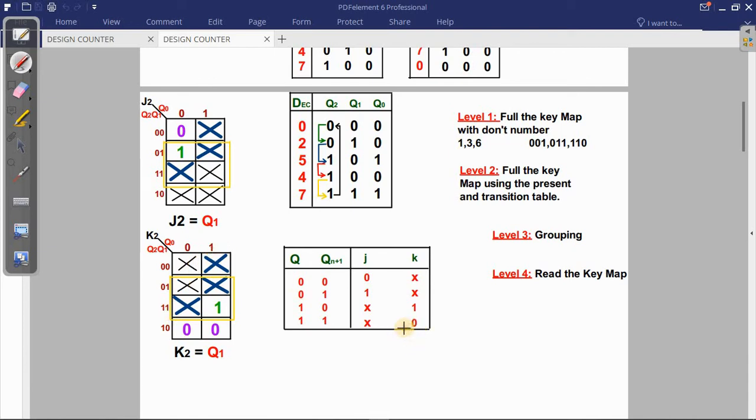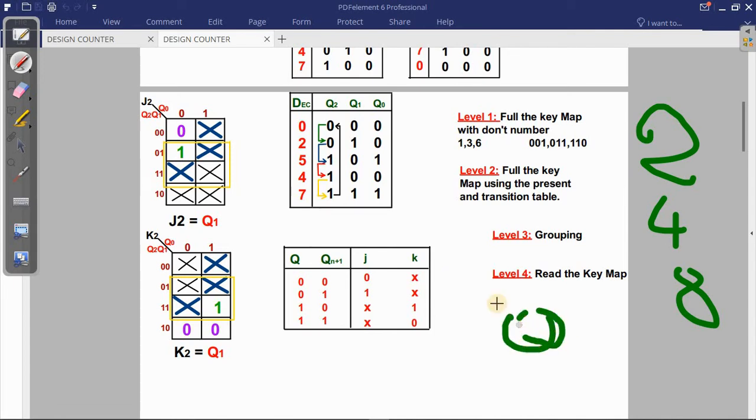So don't care for K, and then don't care for J. So now guys, let's see the grouping part. In this type of game, we're going to have grouping packs of 2, 4 and 8 guys. And in that grouping guide, you must know that we can't group 0. We can't have a group with 0 inside.